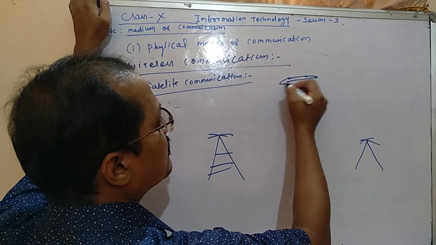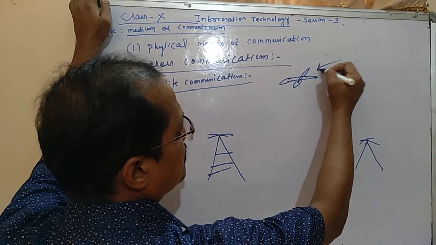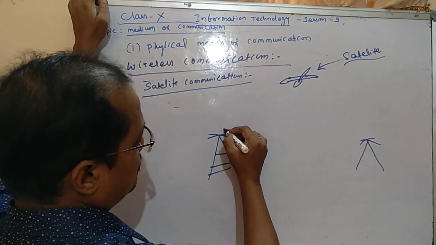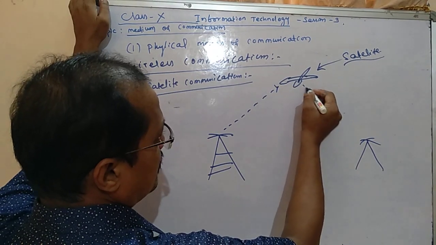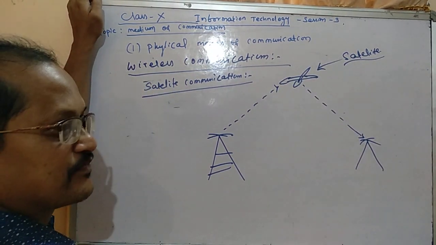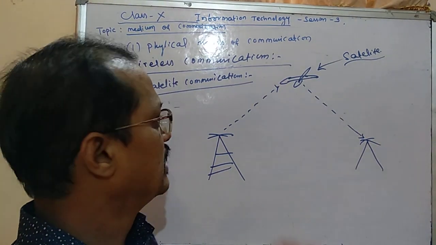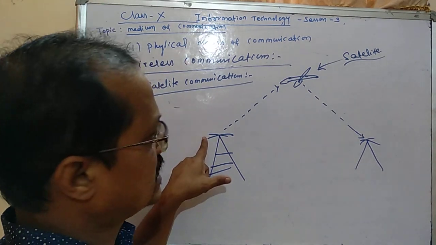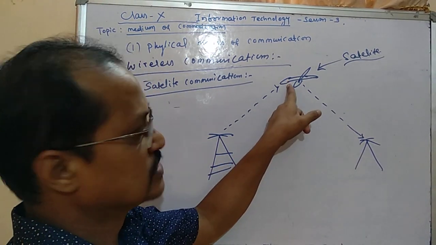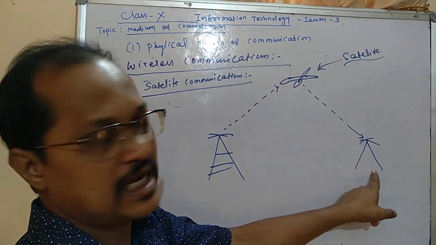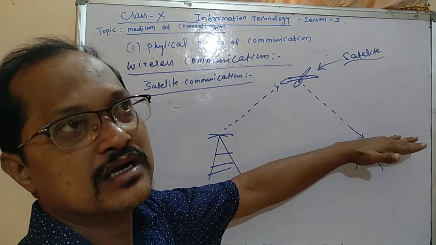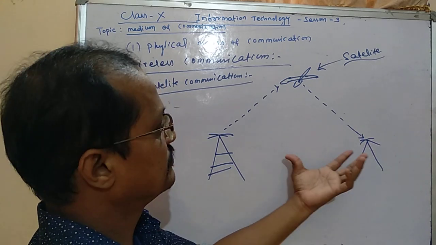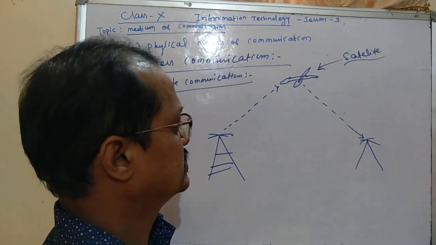This is the satellite. This is called the satellite. The communication goes this way and then comes this way. Suppose in Australia a cricket match is going on, and in India we are watching. At that time what will happen? Through the satellite from Australia the match is relayed, and then in India it is supplied through the radio, through microwave communication. So this is one example of satellite communication.